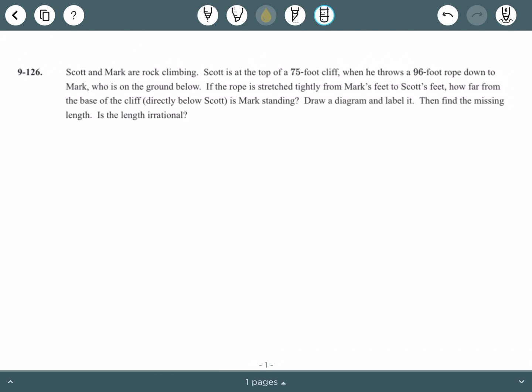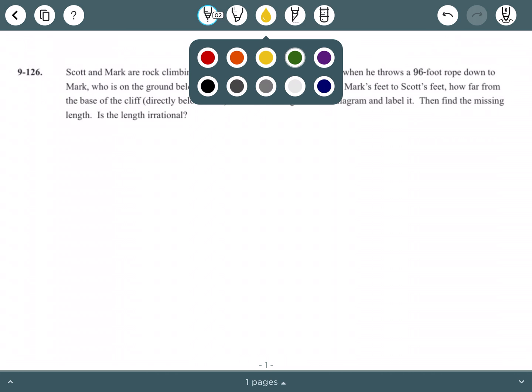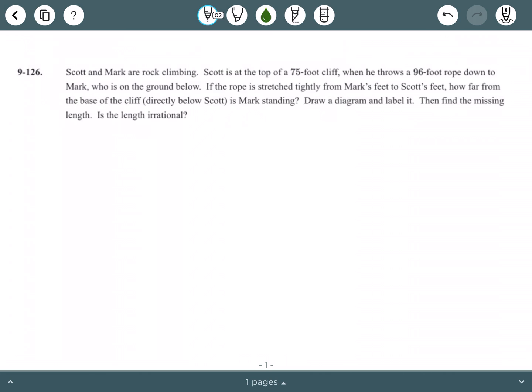Is the length irrational? All right, so our first part of this is to draw a diagram. So let's imagine that we have a cliff here. And at the top of the cliff is Scott. The cliff is 75 feet. So 75 feet. Keep in mind this doesn't have to be anything fancy. Just basic is fine. So 75 feet.